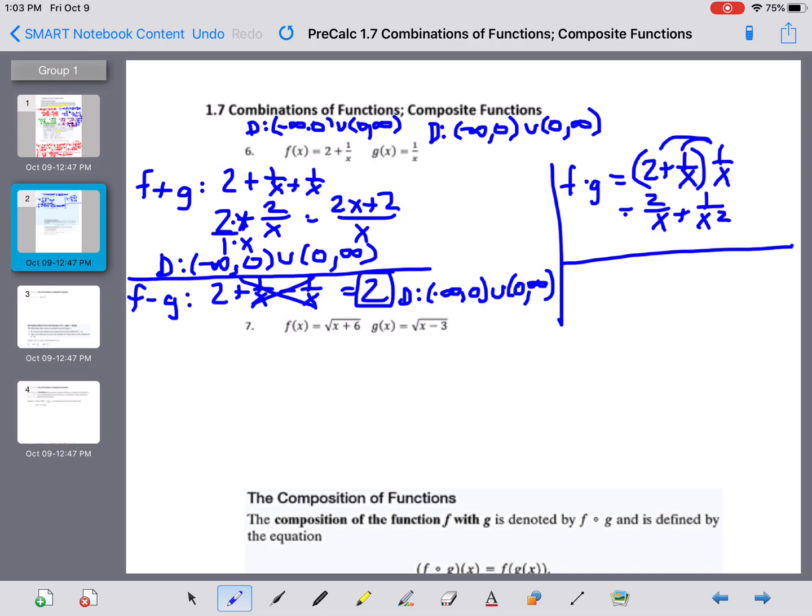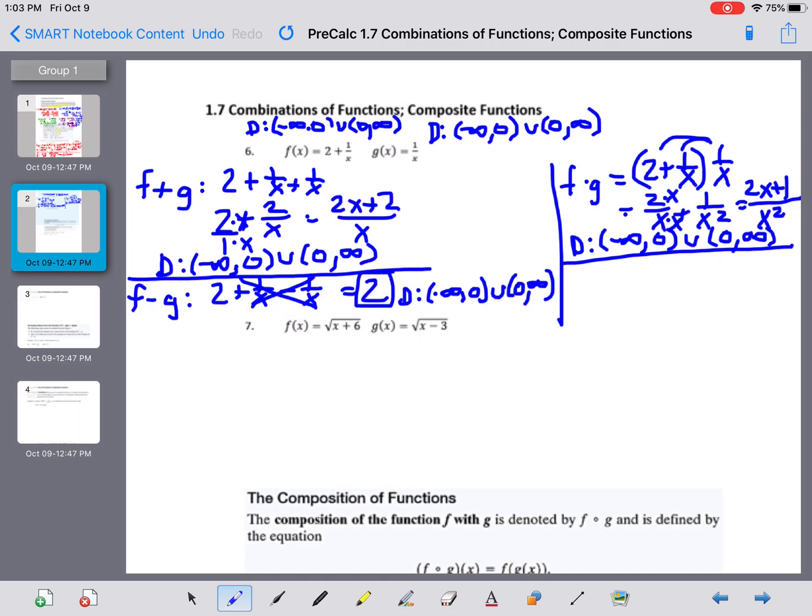If you get a common denominator, you'd multiply by x on both, so you'd get 2x over x squared plus that 1 over x squared. And again, no new restrictions on this domain. I do have x squared in the denominator, but that's the same domain basically as before, so I get the negative infinity to 0 in union with the 0 to infinity.